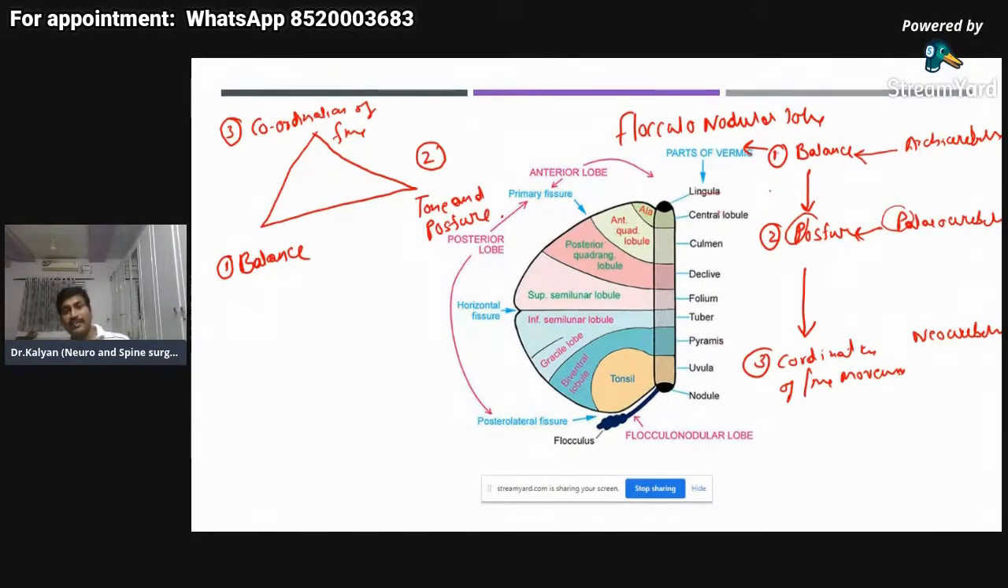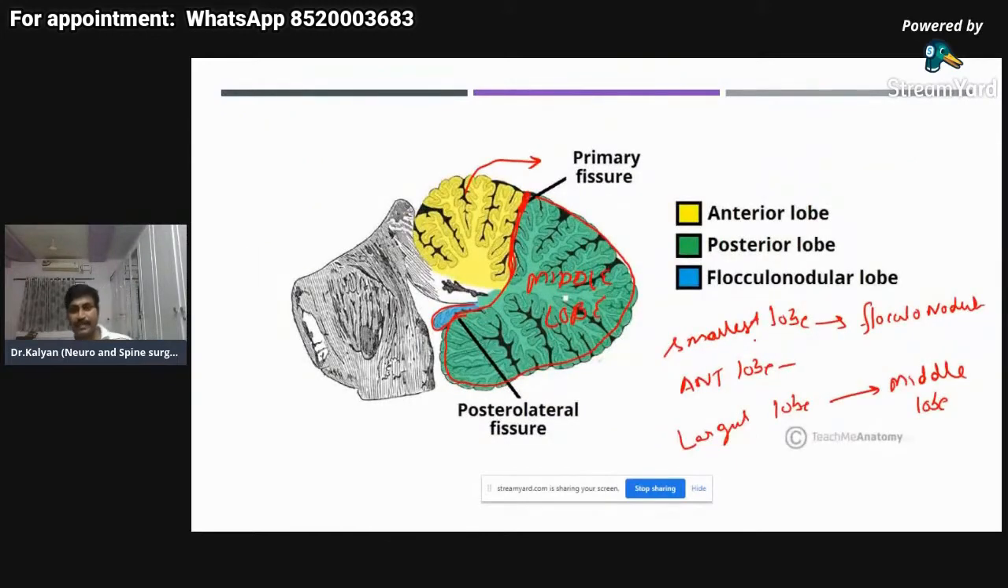What is the lobe of the middle size? The anterior lobe. The anterior lobe is also known as the paleocerebellum, and its function is posture. And what is the largest lobe? The middle lobe. The middle lobe is the latest structure, highly developed, and its main function is coordination of the fine motor movements.